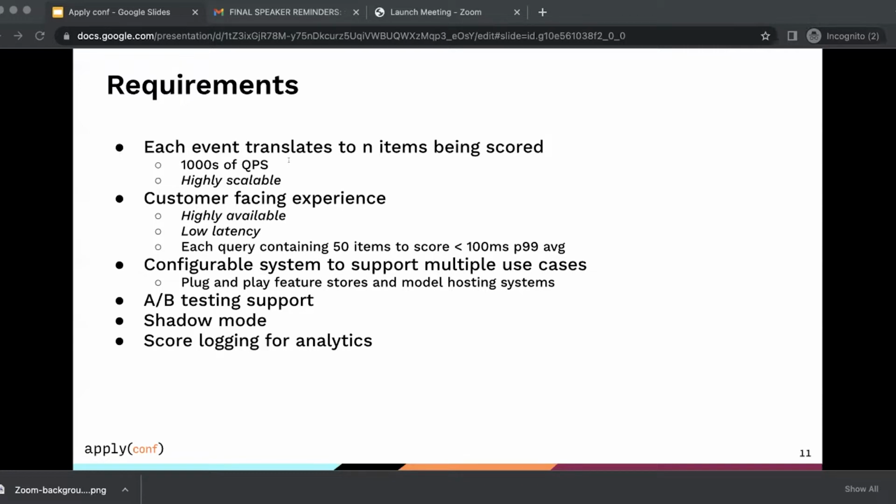The other thing is we have multiple use cases, as I highlighted in the previous slide. So we wanted to build a system that could easily support the multiple use cases that we currently have and more that will come in the future, so we don't have to make significant investment on each of them. We also wanted to have basic ML related things like A/B testing support, logging scores for analytics, and having a shadow mode so we can run things in the background without impacting our customers.